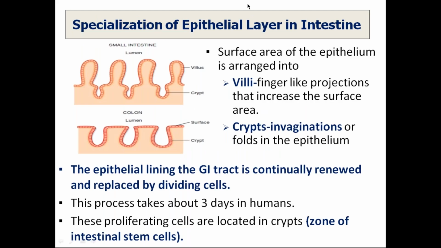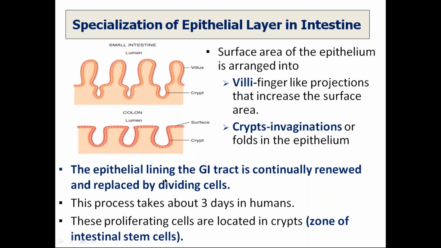There is specialization, as I told you, in the epithelial layer. In the small intestine, it is thrown into a number of finger-like projections called villi. They help in increasing the surface area because most of the absorption of nutrients occurs in the small intestine. Then you have the indentations or infolds of the epithelial lining, which are known as crypts. These are the crypts present in the small intestine. They are known as the crypts of Lieberkühn.